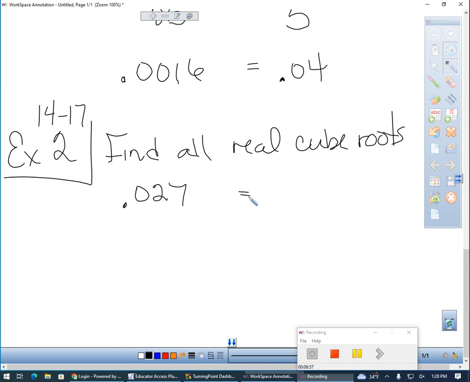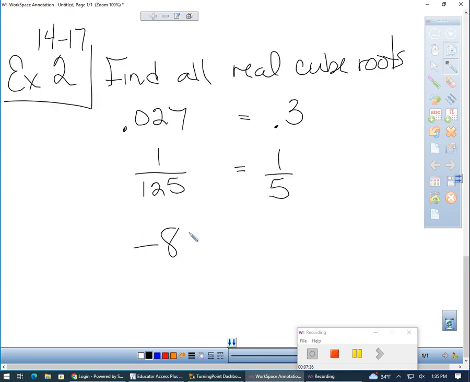Thank you very much. 0.3. Thank you. 0.3 is correct. All right, what if I gave you 1 over 125? 1/5. Exactly, very good. All right, what if I said -8? -2. All right, so in this case, because it's an odd root, you can have your answer as a negative.